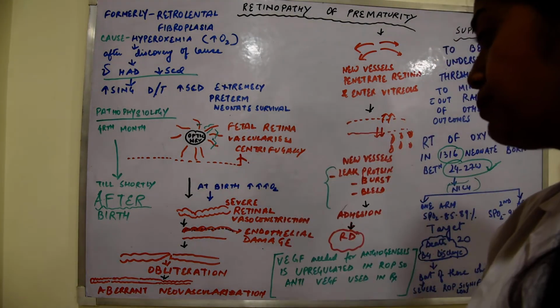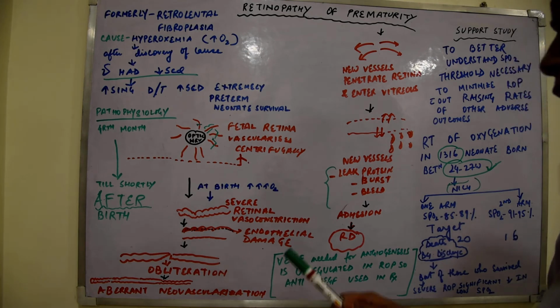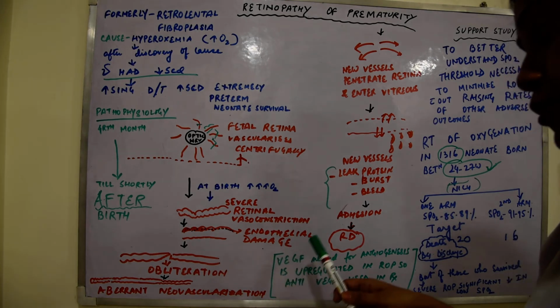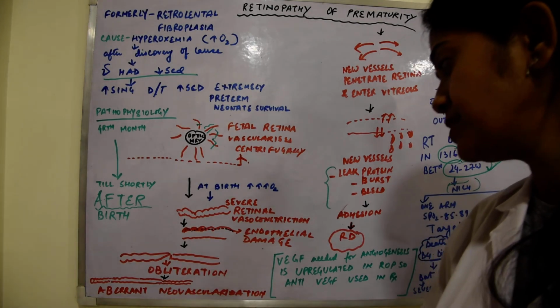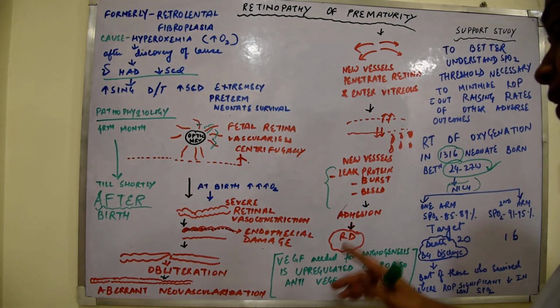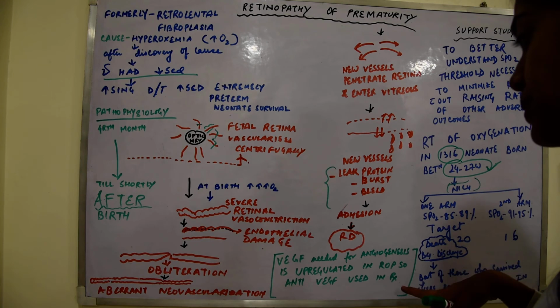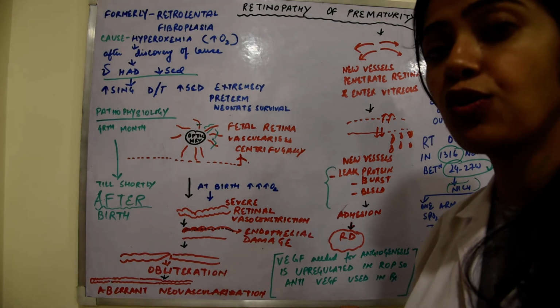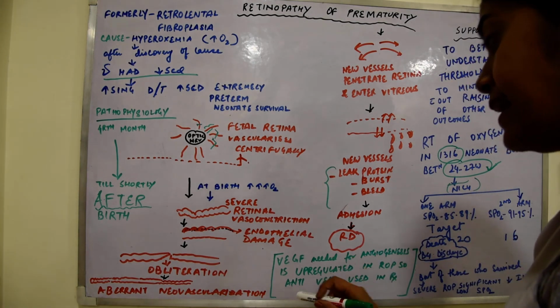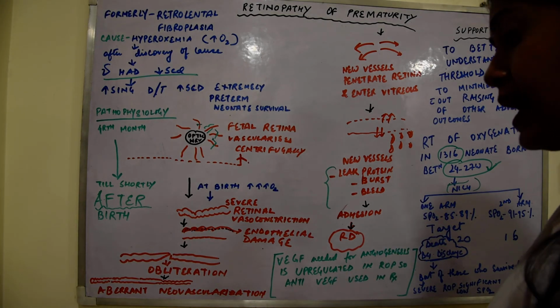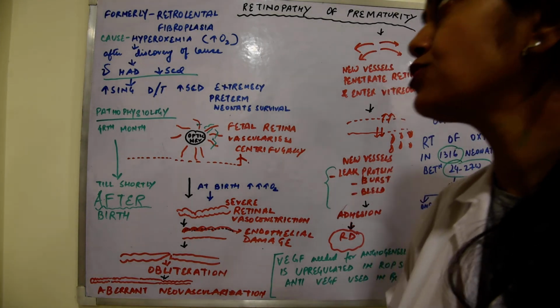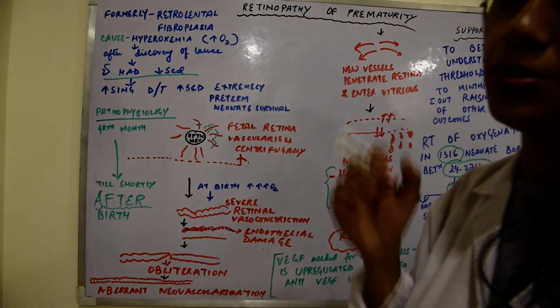And one more important thing I would want to share, vascular endothelial growth factor, which is needed in the body for normal angiogenesis, has been found to be upregulated in patients with retinopathy of prematurity. So, anti-vascular endothelial growth factor drugs have been used in the treatment of retinopathy of prematurity.